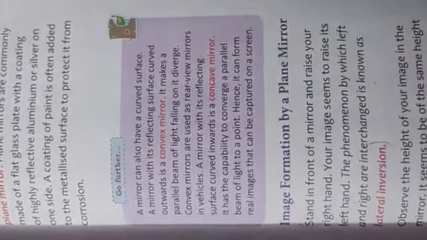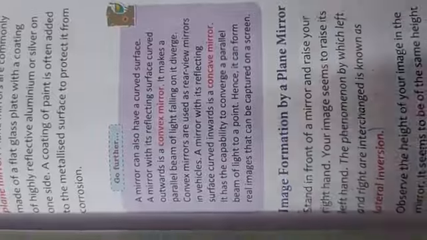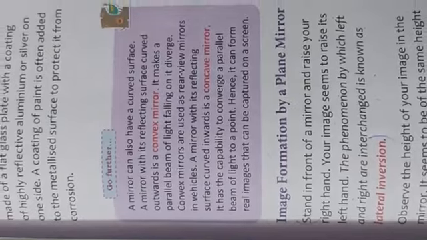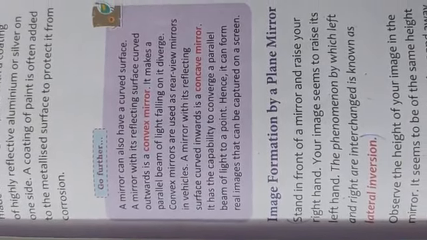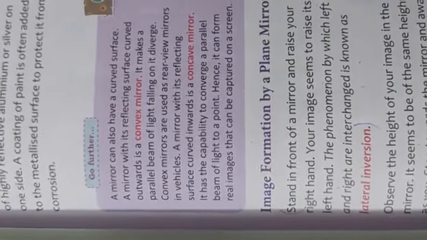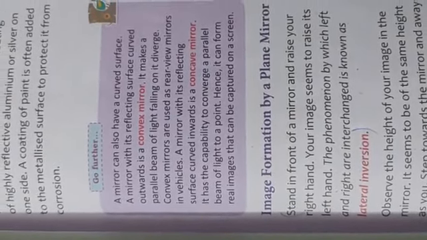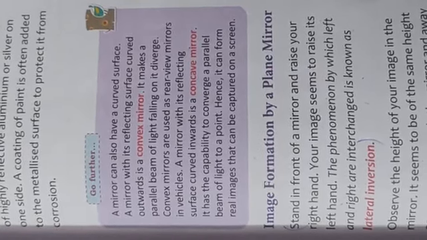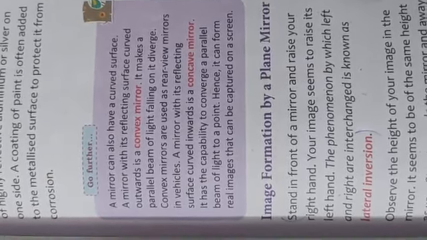A mirror may also have a curved surface, concave or convex. When the reflecting curved surface is the outward surface, we call it a convex mirror. When it is the inward surface, we call it a concave mirror. Keep in mind, a concave mirror always forms what? Real image, whereas a convex mirror always forms what? Virtual image. But a concave mirror forms a virtual image in one condition, when the object is placed between pole and focus. Okay, that can be detailed afterwards.